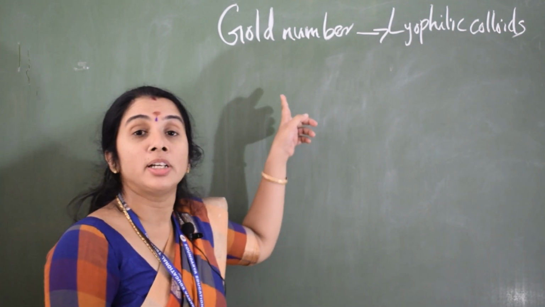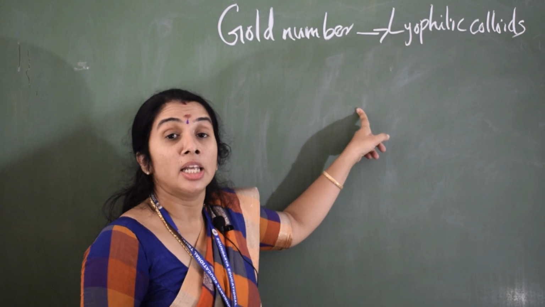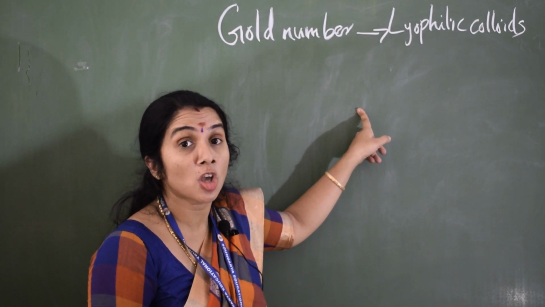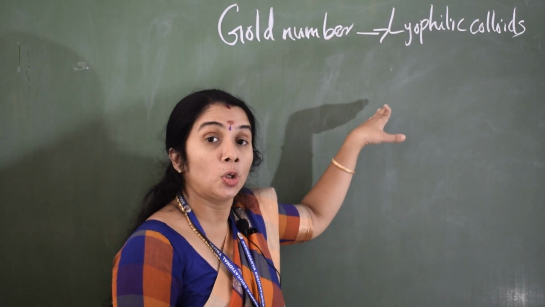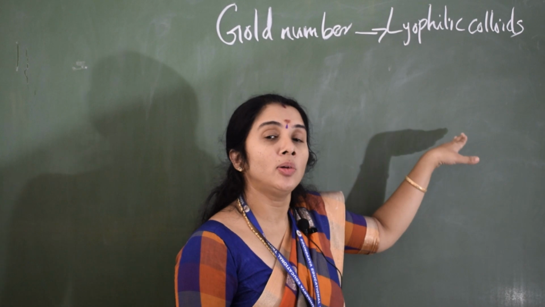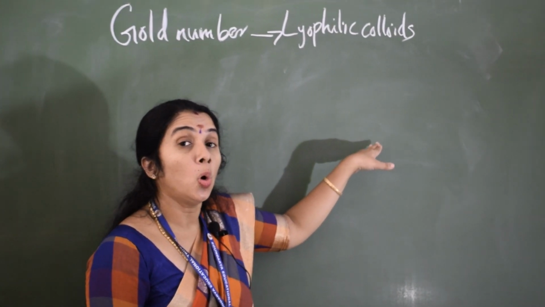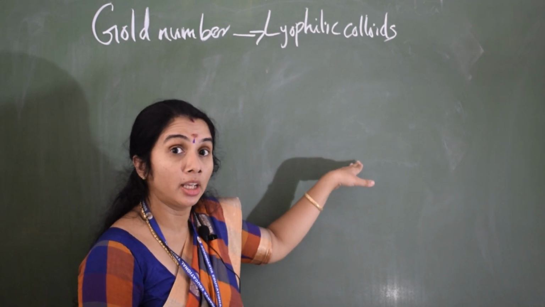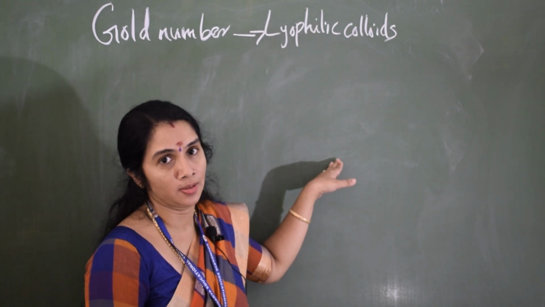Let us define what is gold number. Gold number is defined as the number of milligrams of protective colloids required to prevent the coagulation of 10 ml of gold sol from coagulating after adding 1 ml 10% sodium chloride solution.